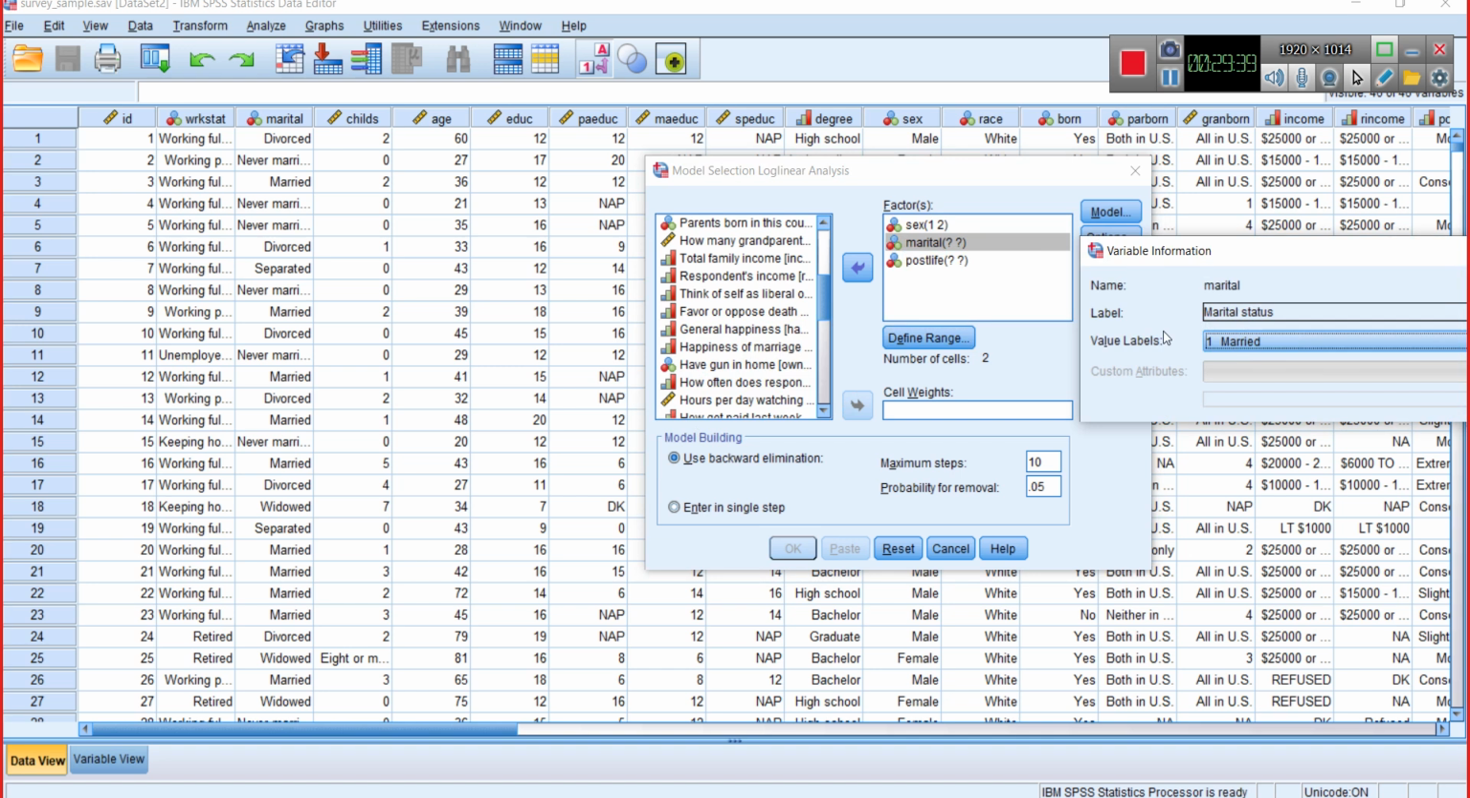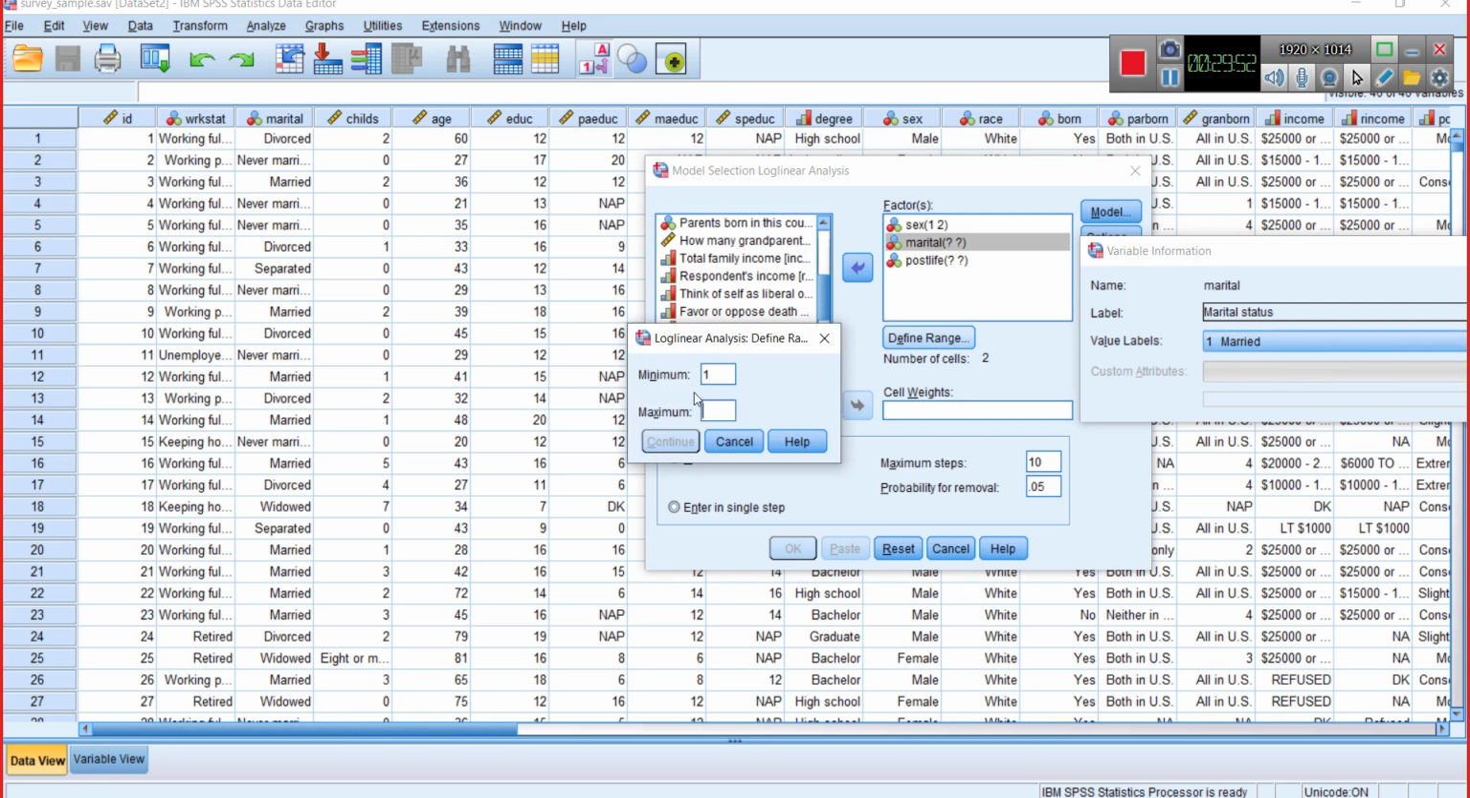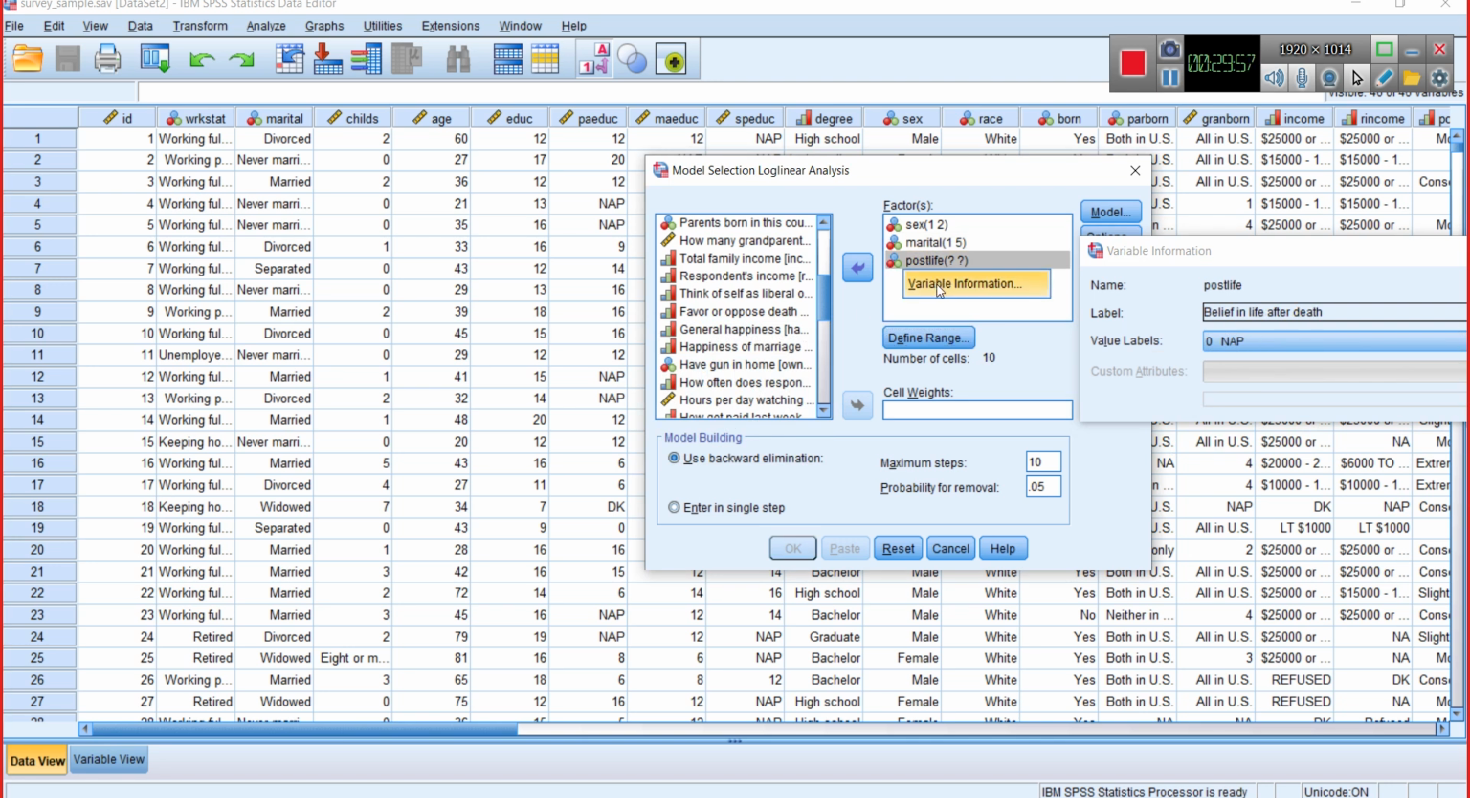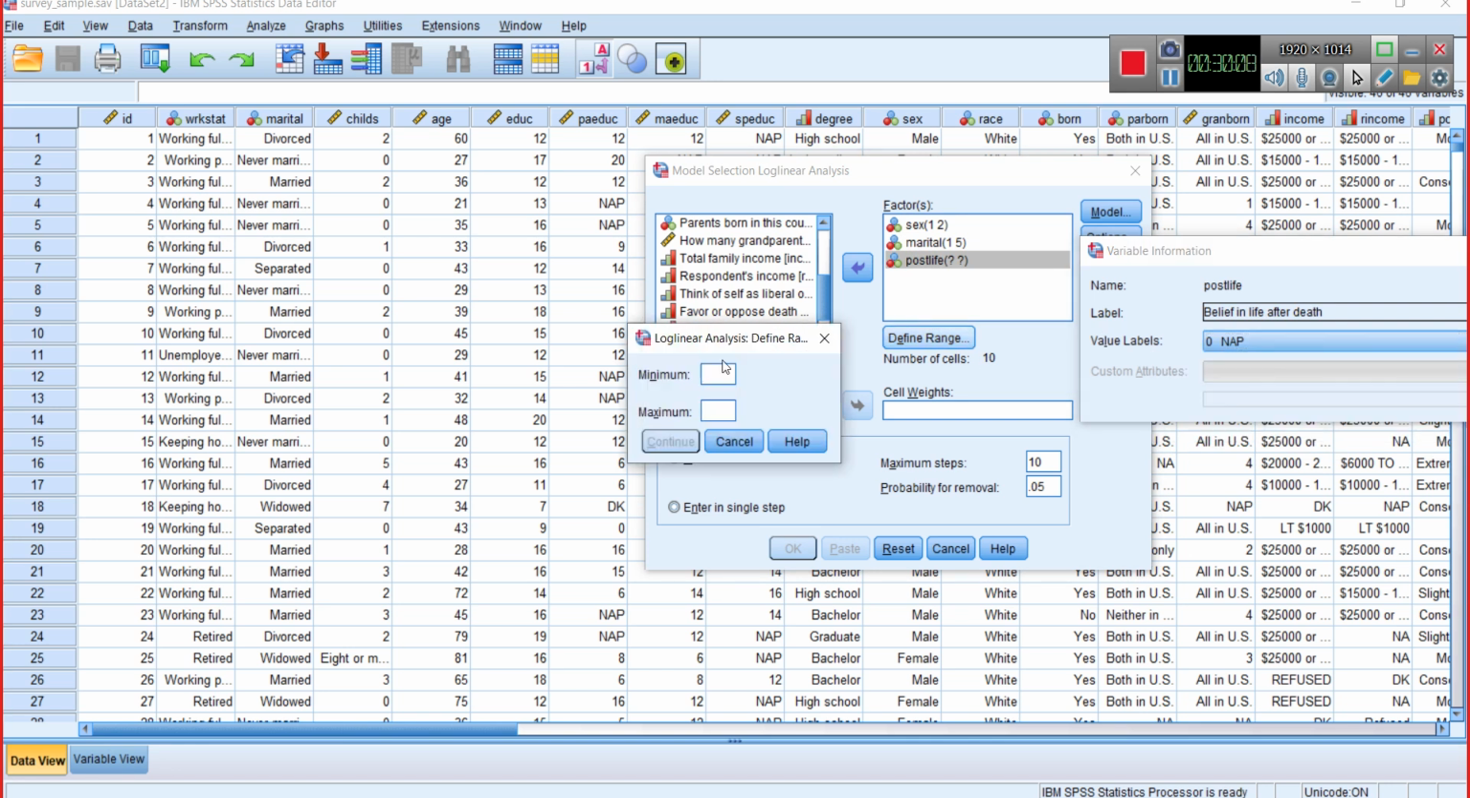We have marital status coded as 1 married, 2 widowed, 3 divorced, 4 separated, and 5 never married. So we define the range here as 1 to 5. And believing in life after death is measured as a yes or no question, so the range is 1, 2.